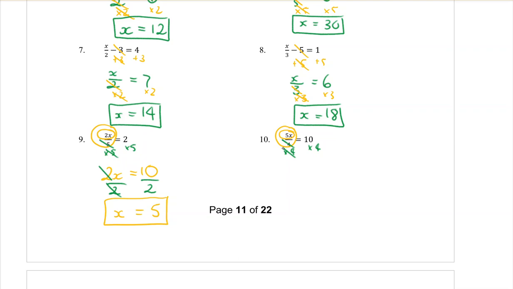Then I have got 5x equals 10 times 4 is 40. Because the 5 and the x are next to each other, they're timesed, so I have to do the opposite, which is to divide by 5. So x equals 8. Because 40 divided by 5 makes 8.